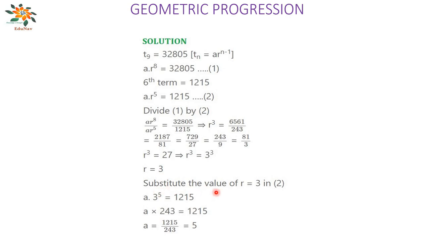Now let us substitute the value of r equals 3 in either step number 1 or step number 2. Here we will substitute it in equation number 2. Thus we have a into 3 raised to the power 5 equal to 1215. But what is 3 raised to the power 5? It is equal to 243. Therefore our next step becomes a into 243 equal to 1215, which means a equals 1215 divided by 243, that is equal to 5. Now we know the value of r to be 3 and a to be 5.